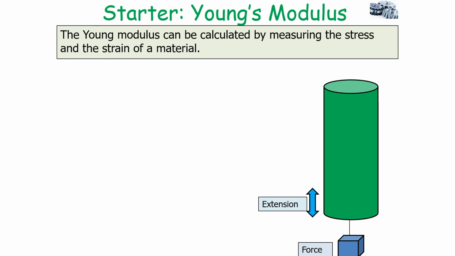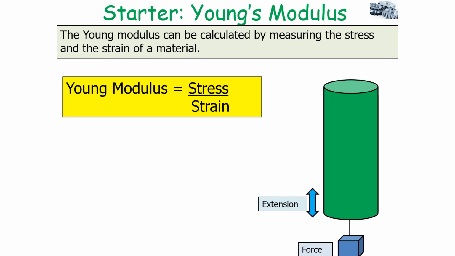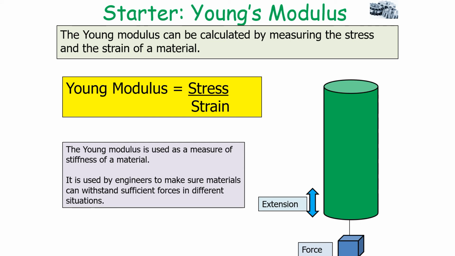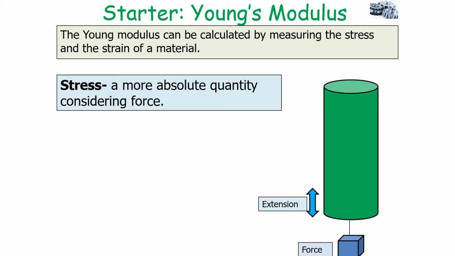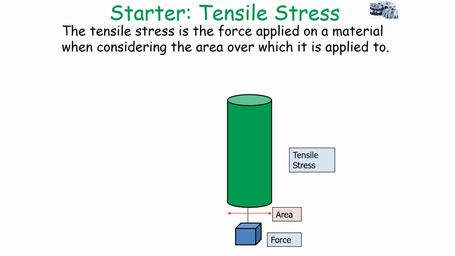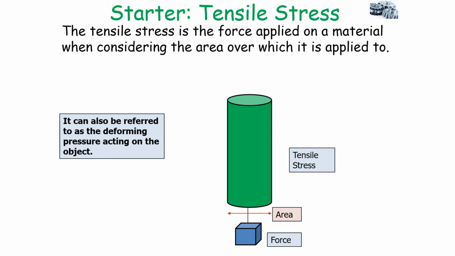So the Young modulus can be calculated by measuring the stress and the strain of a material, and we know that the Young modulus is stress over strain. So we can use this as a measure of stiffness of a material. It's used by engineers to make sure materials can withstand sufficient forces in different situations. Now stress is therefore a more absolute and fundamental quantity considering force, and strain is a more absolute and fundamental quantity considering extension. Now the tensile force is the force applied on a material when considering the area over which it is applied. So it can also be referred to as the deforming pressure acting on an object.